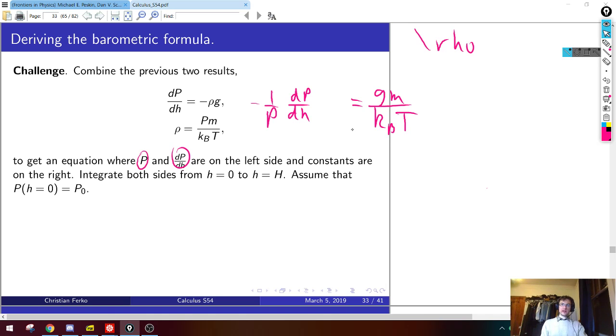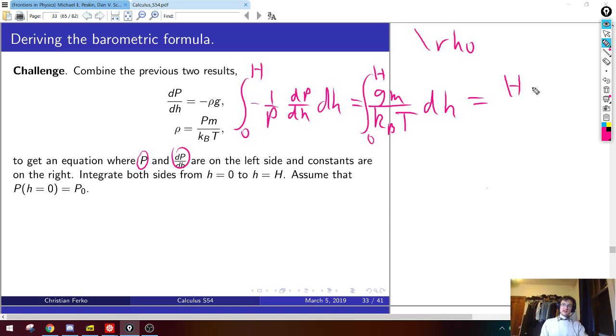So we want to integrate now. Right. So now what happens? This will just be a simple u sub, actually a totally obvious u sub. If I integrate both sides dh from 0 to capital H, now what do I get? Well, the right side is equal to H GM over KBT. Yeah, that's easy. So capital H GM over KBT.